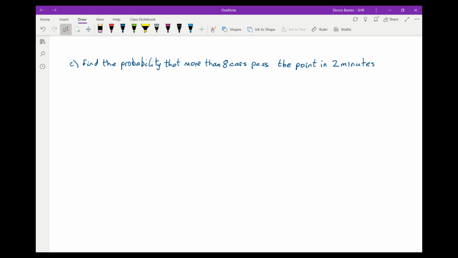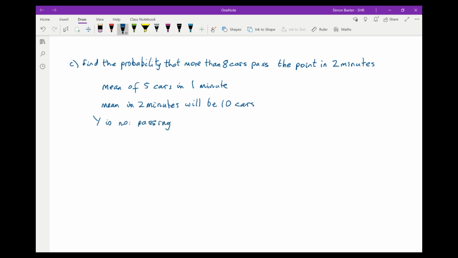Find the probability that more than 8 cars pass the point in 2 minutes. Now we had a mean of 5 cars in 1 minute. And as this is Poisson with a uniform rate, this means that the mean in 2 minutes will be 10 cars. So if y is the number passing the point in 2 minutes, then y twiddle p naught 10.